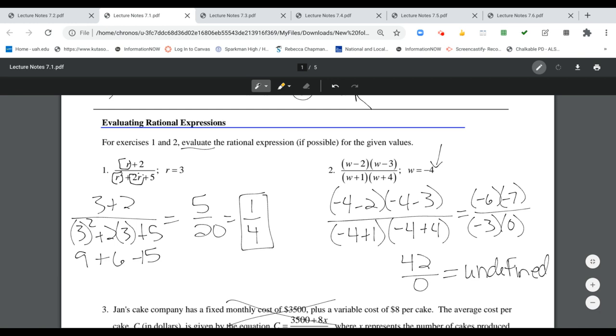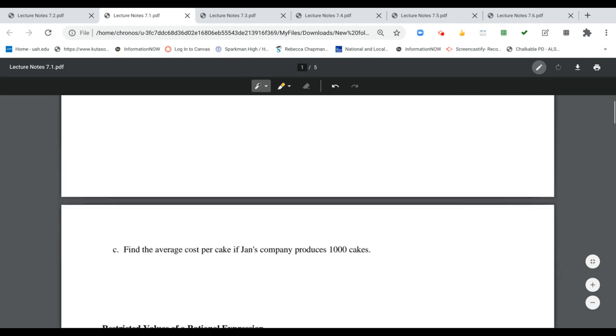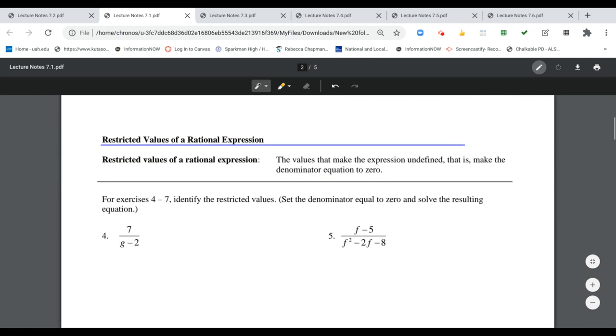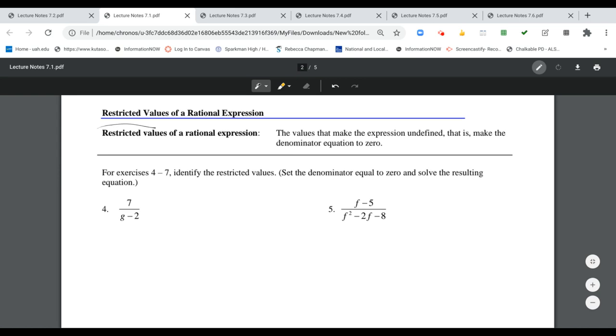If 0's in the numerator, that's okay. You can have 0 on top of that fraction all day long. You cannot have 0 in the denominator of your fraction. All right. Now, restrictions. The reason we have restricted values on rational expressions is because denominators cannot equal 0. So if your denominator equals 0, you have an undefined fraction. So what we're going to do is identify the restrictions. So it tells you exactly what to do. Set the denominator equal to 0 and solve it.